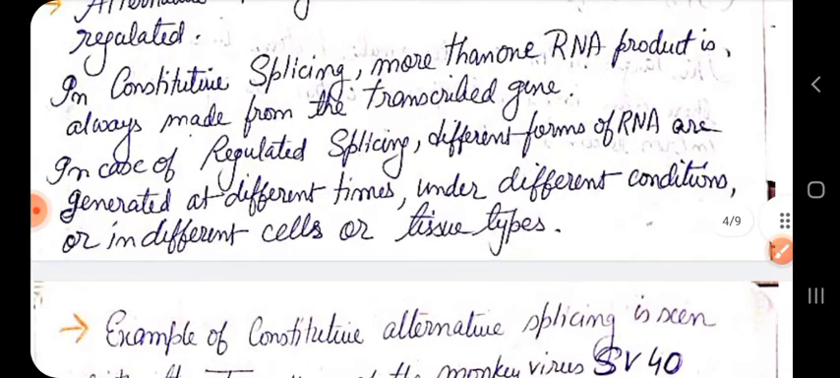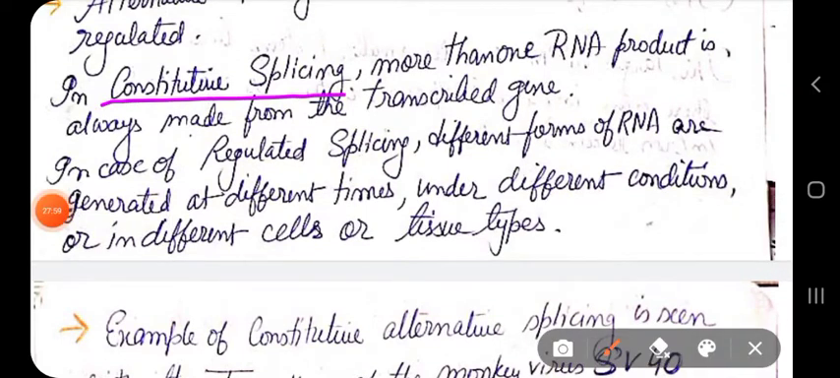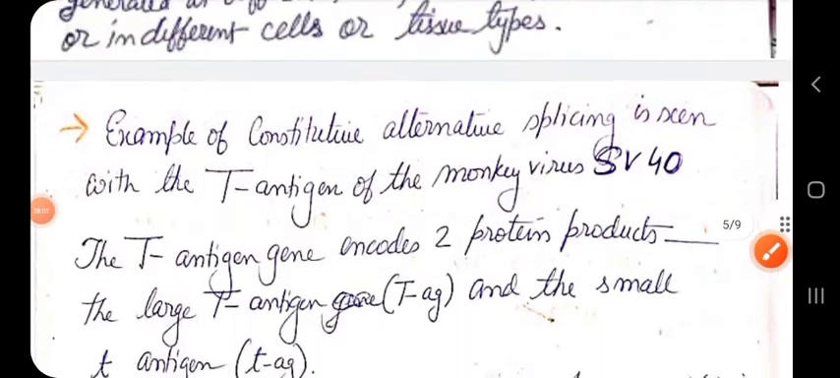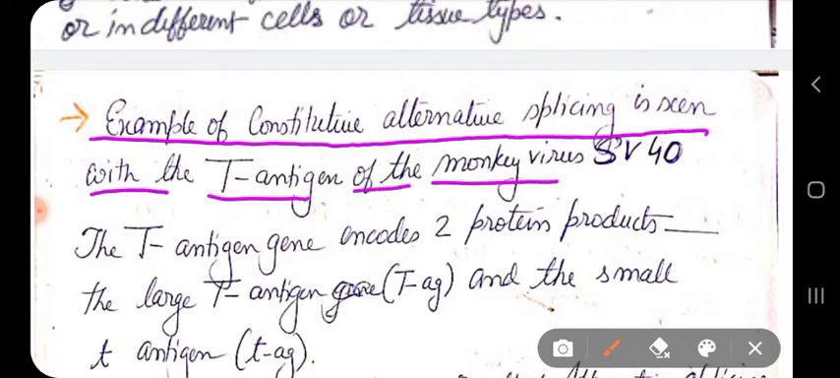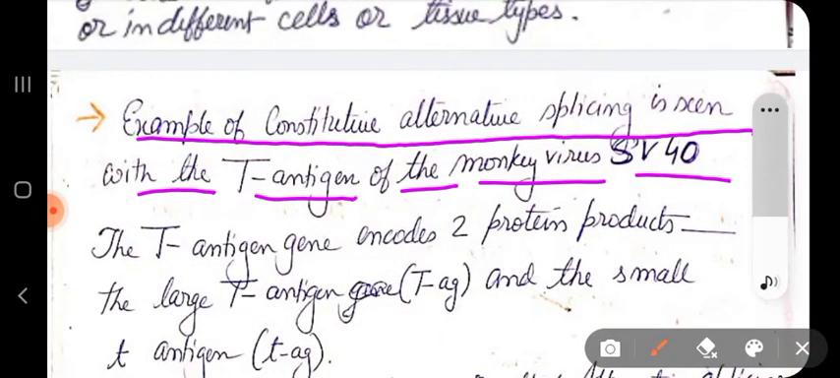First we will discuss, with the help of an example, constitutive splicing. An example of constitutive alternative splicing is seen with the T antigen of a monkey virus, SV40. Let us see what it says about this virus.